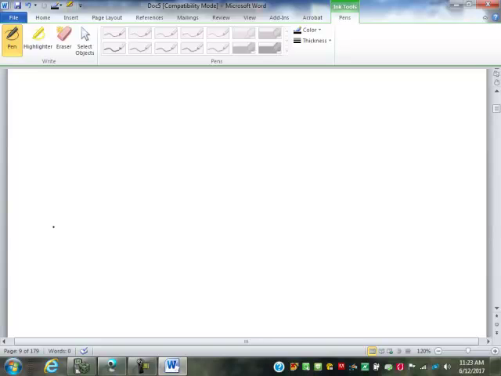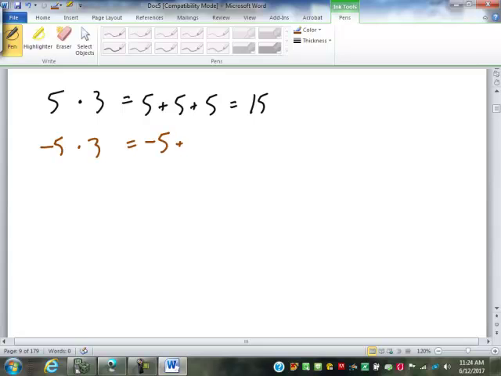Multiplication. We said that 5 times 3 is 5 plus 5 plus 5. It's repeated addition. That's just saying take 5 3 times. So with that in mind, negative 5 times 3 would just be, perfect, negative 5 plus negative 5 plus negative 5, which would be negative 15, which fits in with what most of you have been taught. A negative times a positive has to be a negative, right?